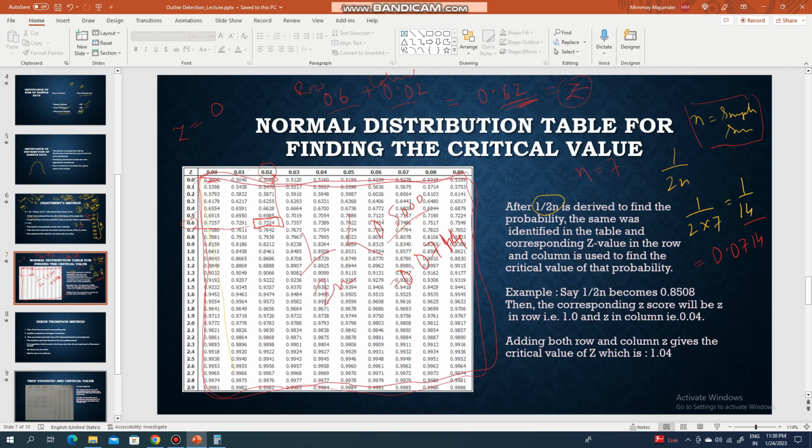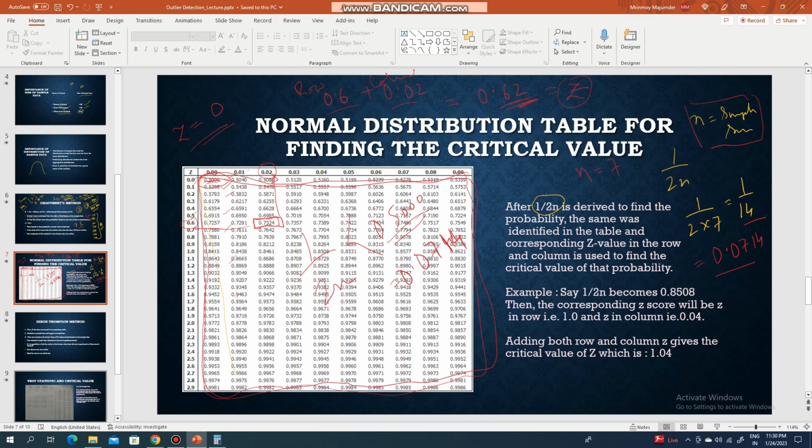Now all these values, as I have indicated already, are in this table, which is known as the normal distribution table for finding the critical value. So these are all 1 by 2n values. Now you identify your own 1 by 2n, that is 0.0714. But it seems that this table starts with 1 by 2n at 0.5. So as 0.0714 is less than 0.5, we will assume that the critical value of Z is 0.